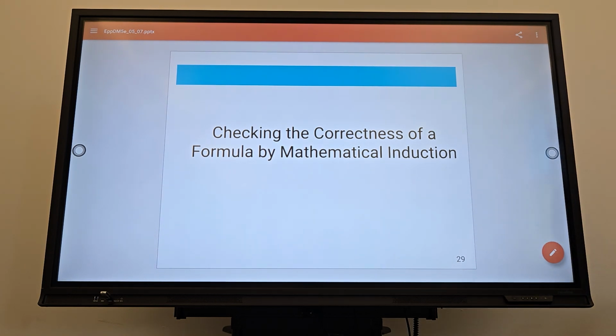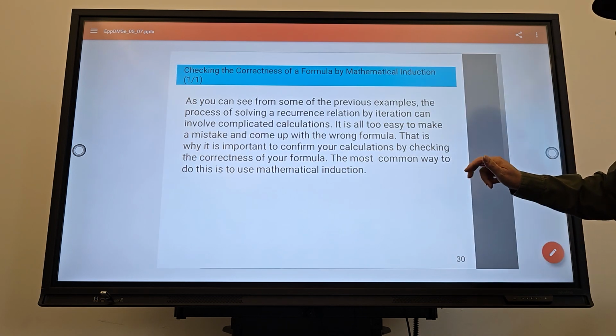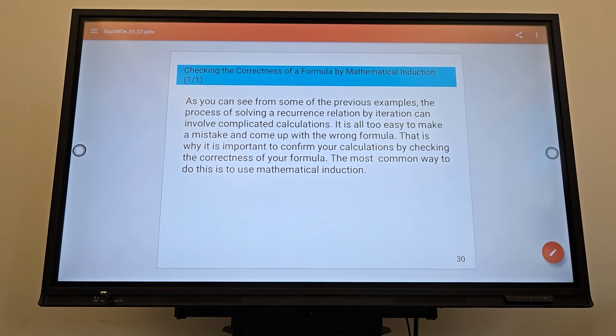Checking the correctness of a formula by mathematical induction. As you can see from some of the previous examples, the process of solving a recurrence relation by iteration can involve complicated calculations. It is all too easy to make a mistake and come up with the wrong formula. That is why it is important to confirm your calculations by checking the correctness of your formula. The most common way to do this is to use mathematical induction.